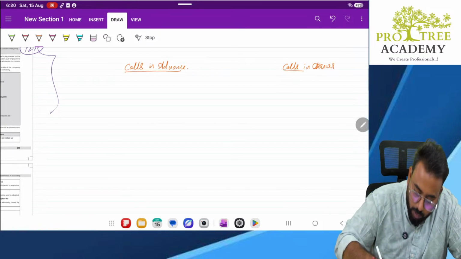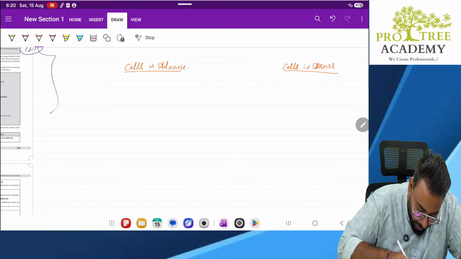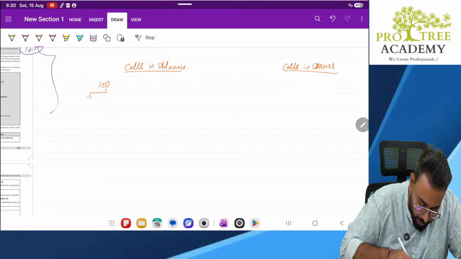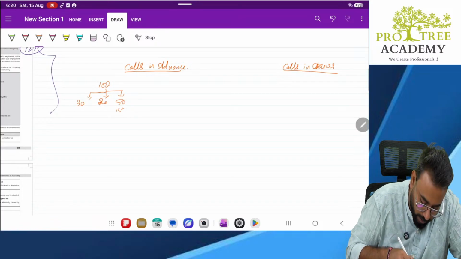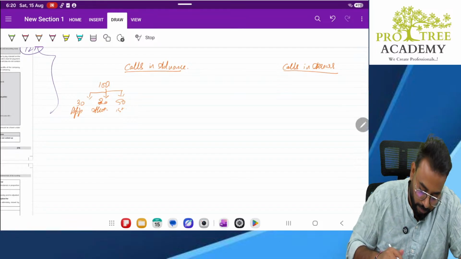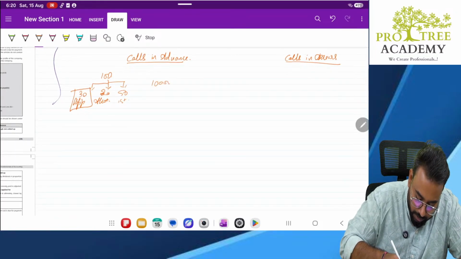Sir, what is calls in advance? What is calls in arrear? Listen to me carefully. Say 100 rupees is the price per share. I split it like this: 30 rupees on application, 20 on allotment, and 50 on first and final call. I have received applications for 10,000 shares, so that will be a total of 3 lakhs.